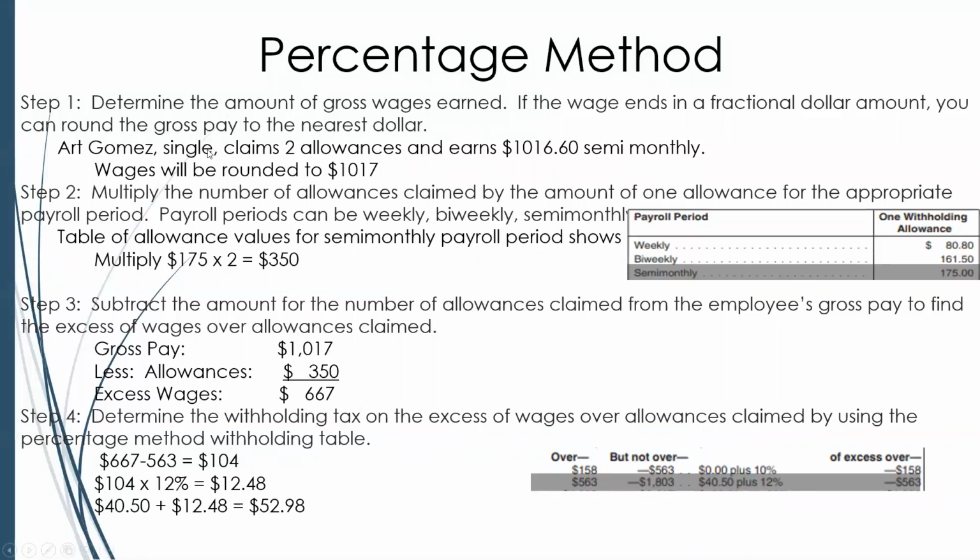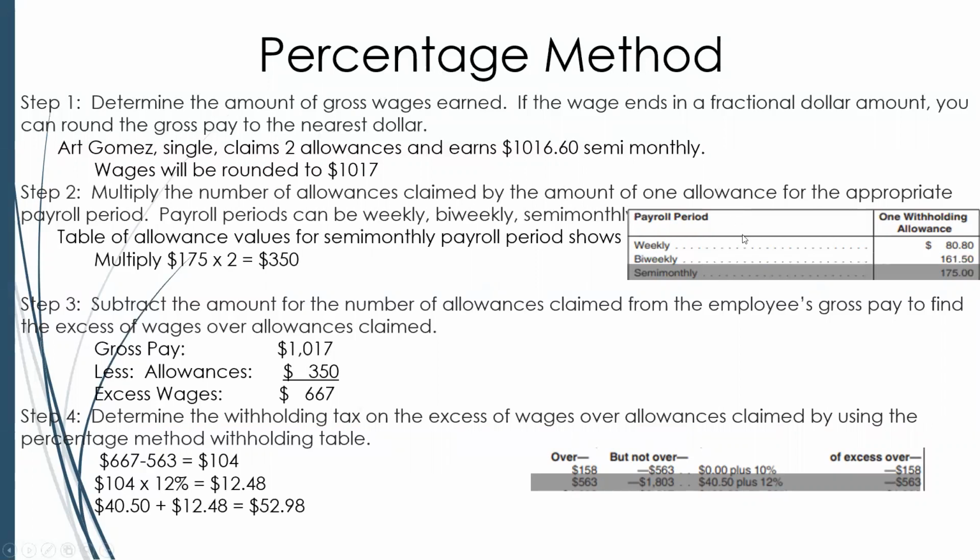So we've got Art Gomez, who is single and claims 2 allowances, and he earns $1,016.60 semi-monthly. So in the first step, we're going to round the wages to $1,017. And then in step 2, we're going to multiply the number of allowances claimed by the amount of 1 allowance for the appropriate payroll period. Payroll periods can be bi-weekly, semi-monthly. We know already he's paid semi-monthly.